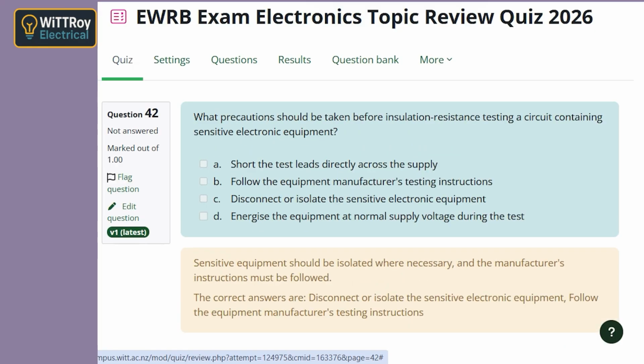Question 42. What precautions should be taken before insulation resistance testing a circuit containing sensitive electronic equipment? I selected disconnect or isolate the sensitive electronic equipment. Good. You recognize the key idea. Sensitive equipment should be isolated where necessary, and the manufacturer's instructions must be followed. This was a multiple answer item. You correctly identified all of these. Disconnect or isolate the sensitive electronic equipment and follow the equipment manufacturer's testing instructions. I understand. Sensitive equipment should be disconnected, isolated, or tested using an approved safe method.